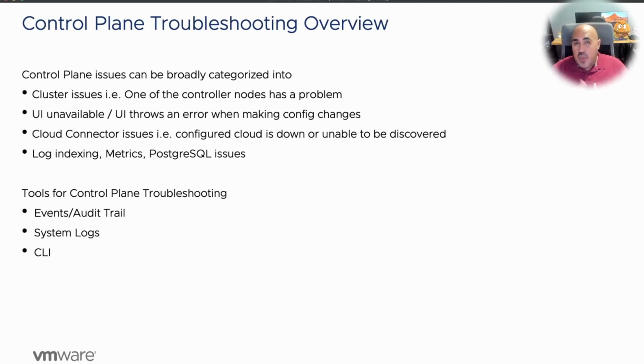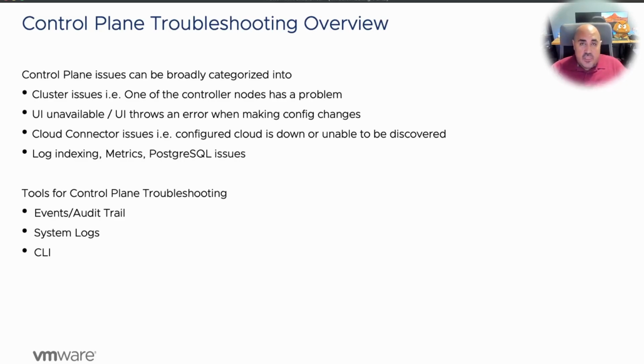The controller is up, but you cannot access the UI. You access the UI and you get certain errors, or you can get errors when trying to do certain configurations. Also, cloud connector issues, either in VMware, Azure, or any other environments that we could connect with. Log indexing, metrics, and also, of course, database, Postgres related scenarios.